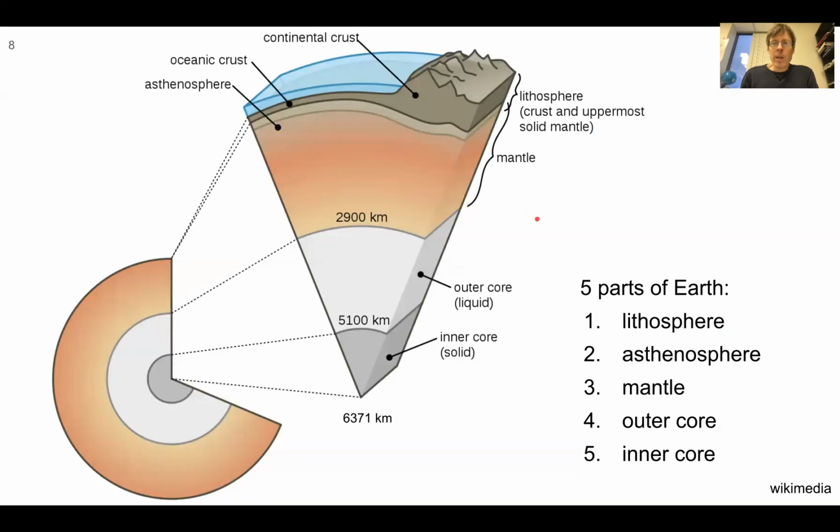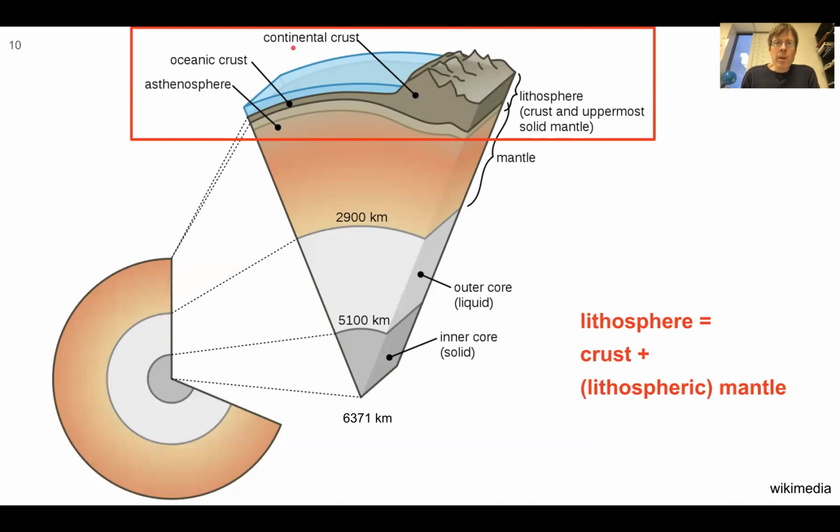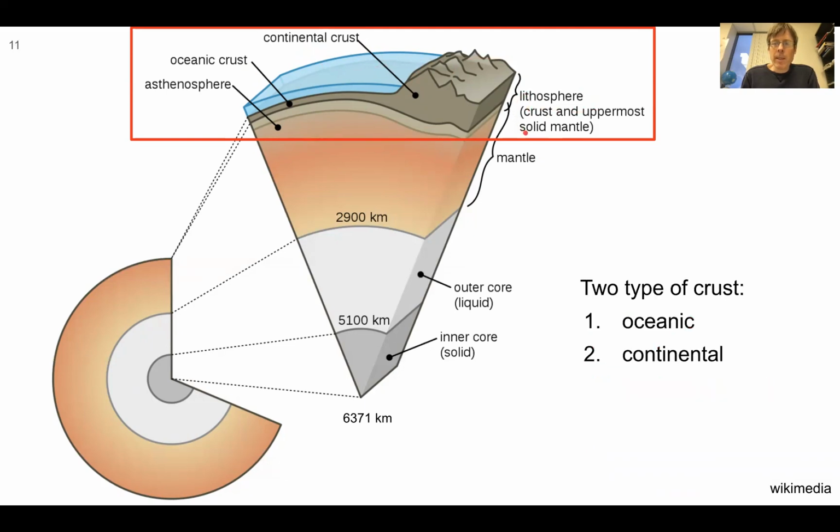So again, back to this picture, thinking of the 5 parts of Earth. When we think of the lithosphere, we want to focus on this top part, and we can see that the diagram is also trying to illustrate continental crust and oceanic crust. So that's another distinction that is important for us in understanding what we see on the Earth and even in the Alaska region. So lithosphere is crust plus lithospheric upper mantle. Shows here crust and uppermost solid mantle shown in this diagram.